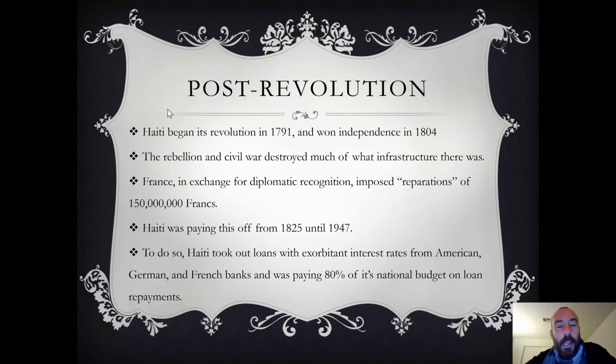Now, to do that, they had to take out loans with exorbitant interest rates from American banks, German banks, French banks, and 80% of the national budget of Haiti was spent on loan repayments. So obviously, that's going to hugely hinder their economy. And for quite a while after the rebellion, various countries wanted nothing to do with them. The United States didn't really want to help out because no one who participated in the institution of slavery and benefited from it wanted to encourage slave rebellions, or to really acknowledge their existence as independent nations.